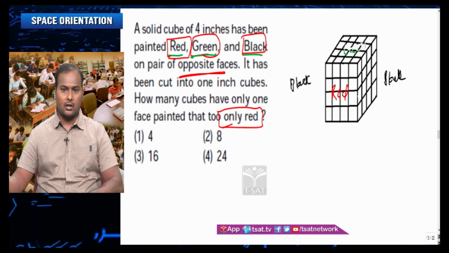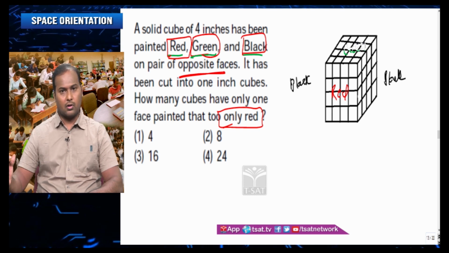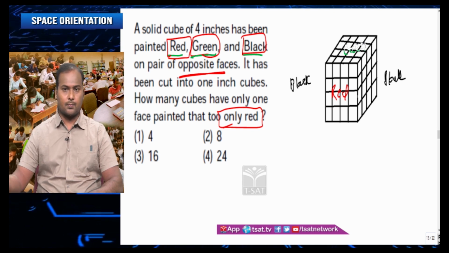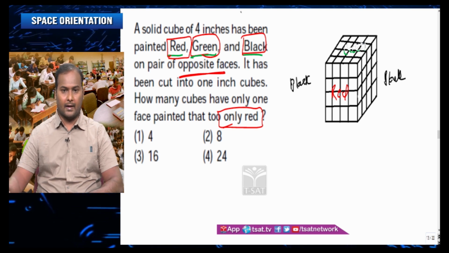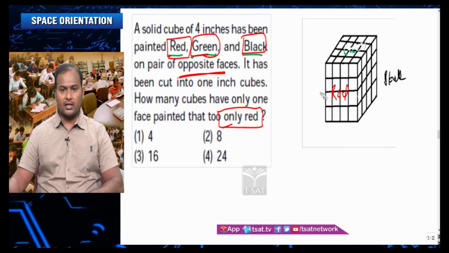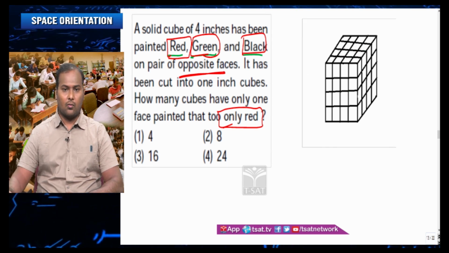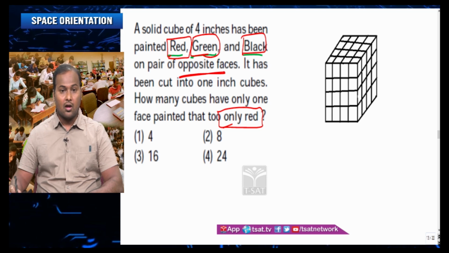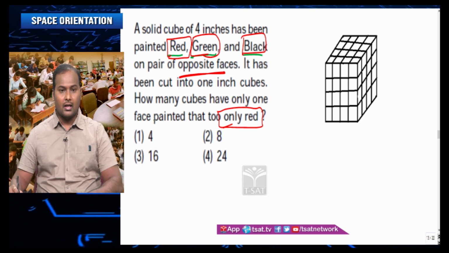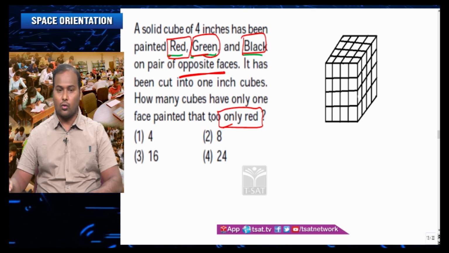Means red is front, red is back. Top is green, bottom is also green. Left is black, right will also be black. So now these are the conditions given. Now what is the question asking? He is asking how many cubes have only red face painted, the two only red.